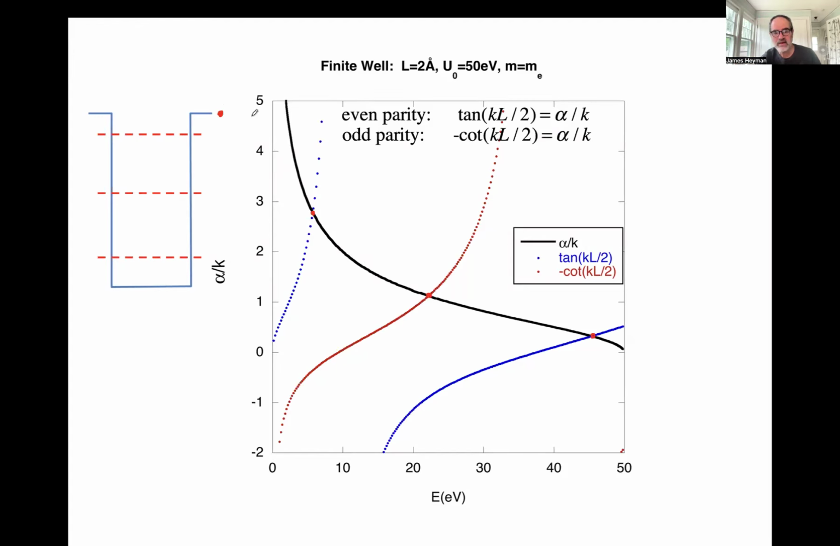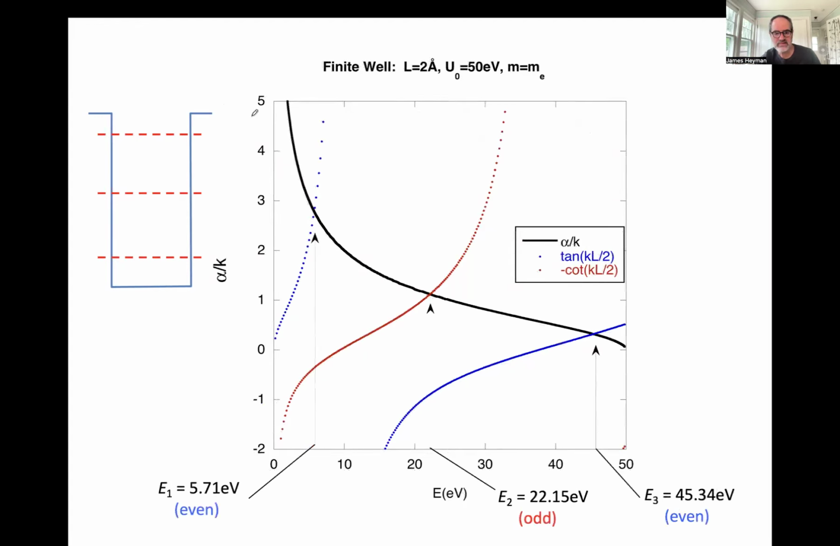Well, now looking back to our graph, we can extract these energies. Here they are. The first state is at about 5.71 eV. The second state is at 22.15 eV. The third is at 45.3 eV. And those are the bound energy states for this system, where finite well, L equals 2, U equals 50, m equals mass of the electron. Notice we only get solutions for this specific problem with these specific values. We don't get a general formula. That's an issue with numeric solutions. But we do get this.